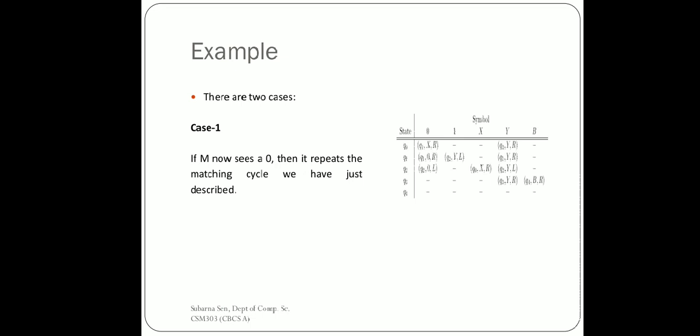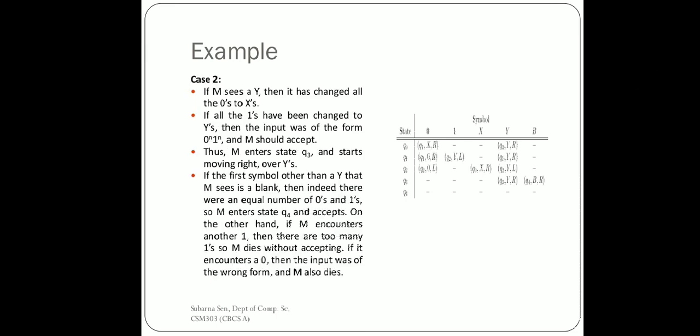Now there may be two cases. After this move, if M sees a 0, then what will happen? More zeros are left, so again it will keep on doing the same process whatever we have described so far. Now if the situation is different, that if M sees a y, then it has changed all the zeros to x, right?